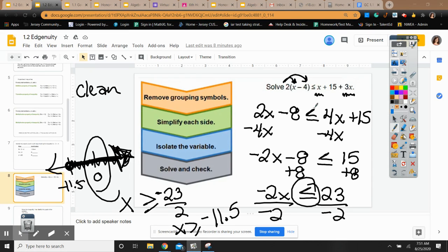You can plug it into the beginning. That's probably the best thing to do. But I'm going to plug it in right here. Because if I plug it in right here, this will become 0. And this will become 0. And I can check real easy. Negative 8 is less than or equal to 15. I like the way my graph looks. I feel pretty good.